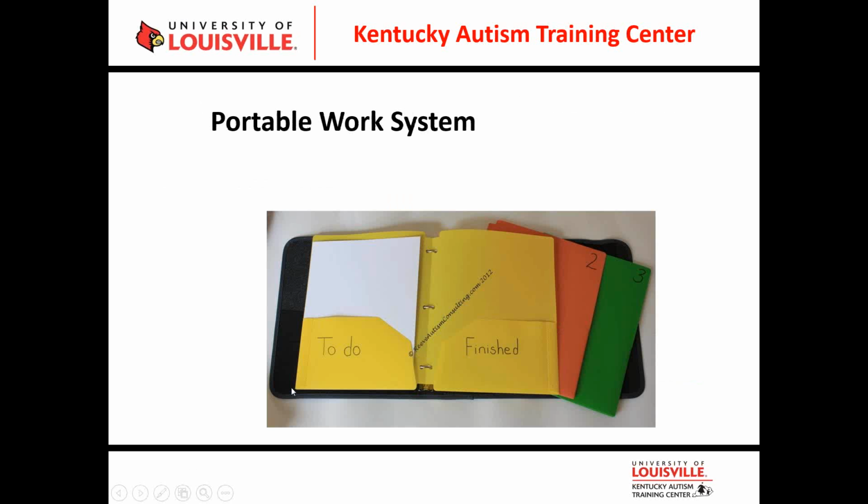This is a portable work system for my students that were included in the regular classroom. This is something that we use frequently. It's just a 3-ring binder with some folders in it. You have a to-do side and a finish side. Those might be in pictures or might not be, depending upon the reading level of your student. So they're going to start out on the left side with what they need to do. They're going to do that work, and then they're going to finish it on the right side.